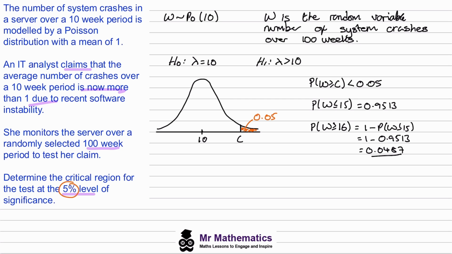So what that tells you is that any value of W greater than or equal to 16 would fall within this critical region because its probability would be less than the significance level of 5%. So our critical region will be W is greater than or equal to 16. Okay? So that's how you find the critical region for a one-tailed test of a Poisson distribution. Let's look at a two-tailed test.